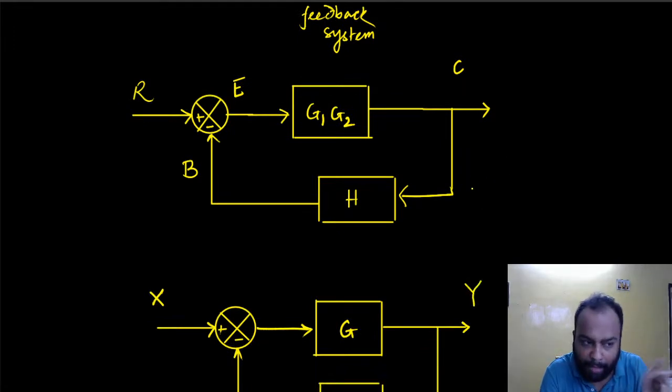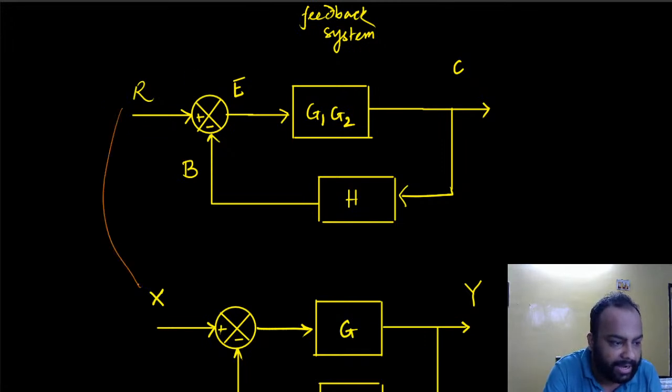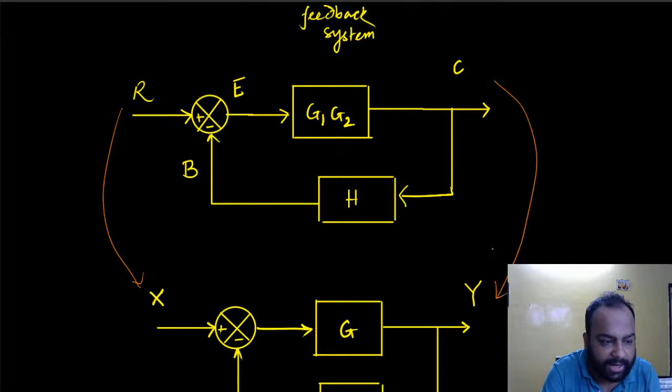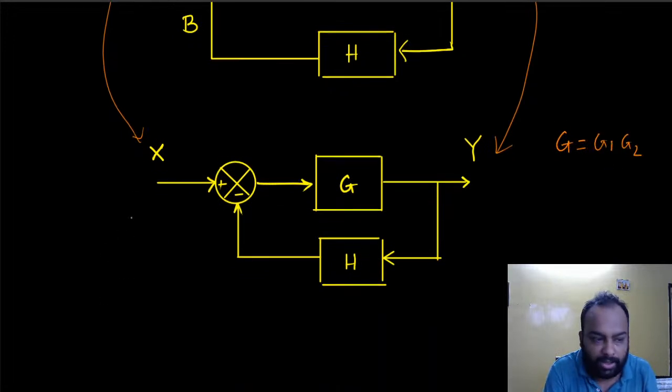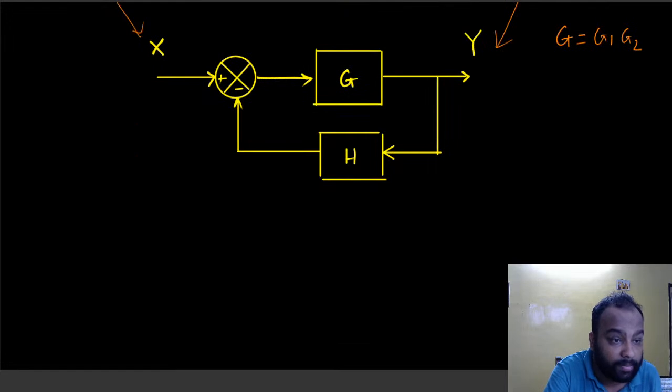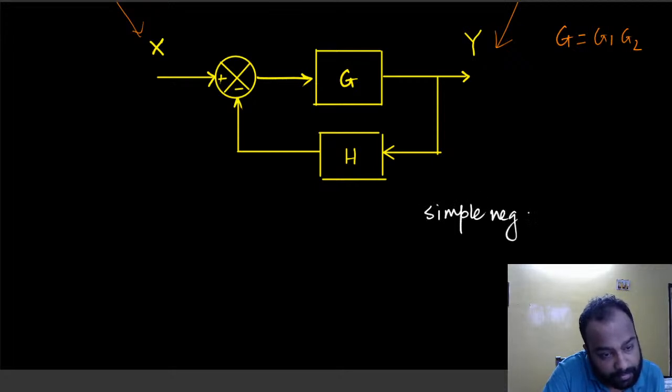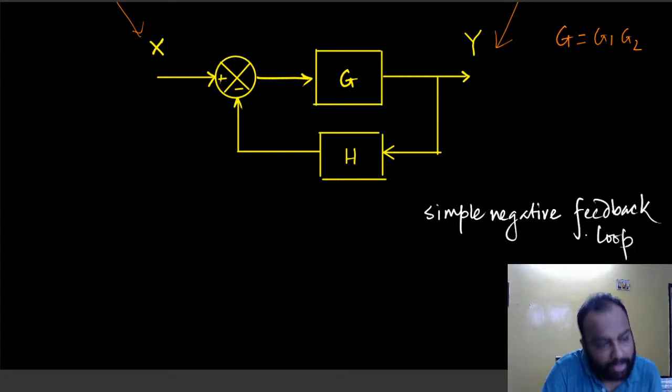But you have to, in your mind, remember that these two are identical. These two are again identical, and G is essentially G1 G2, right? So this is what is known as a simple feedback loop. This is what is known as a simple negative feedback loop.